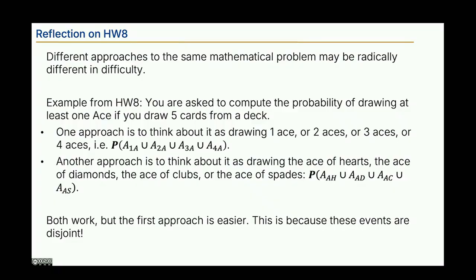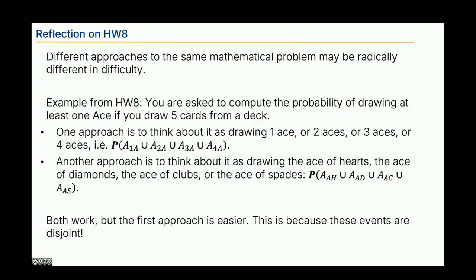Now that you have the language of events, you can reflect on maybe why some of the techniques were harder than others. So for example, you could think about this as the probability of the union of drawing one ace or two aces or three aces or four aces. Or you could think about it as the probability of drawing the ace of hearts or the ace of diamonds or the ace of clubs or the ace of spades. Both of these work, but the first approach is easier, and that's because those events are disjoint. If you draw four aces, you cannot also have drawn two aces.